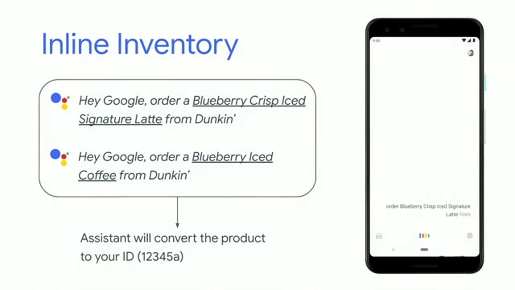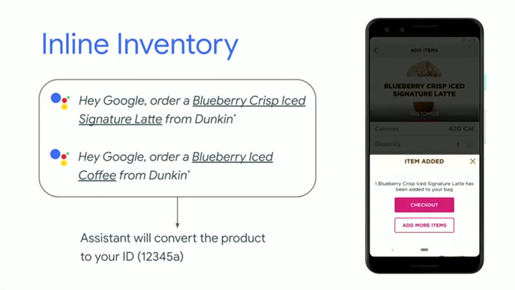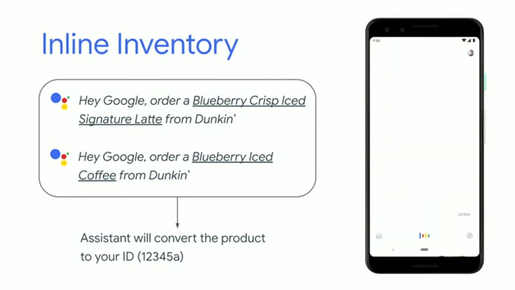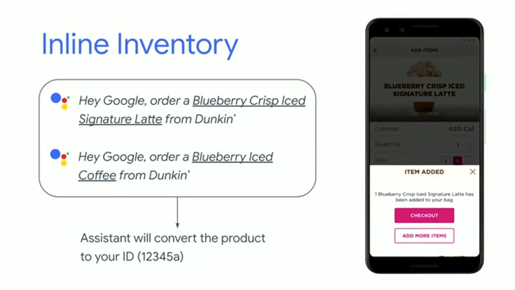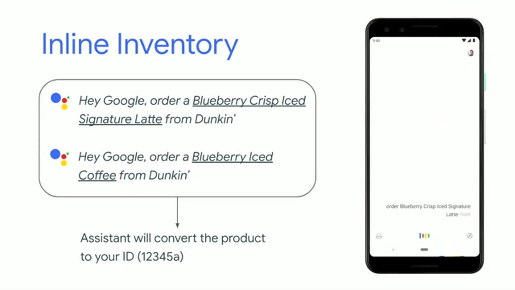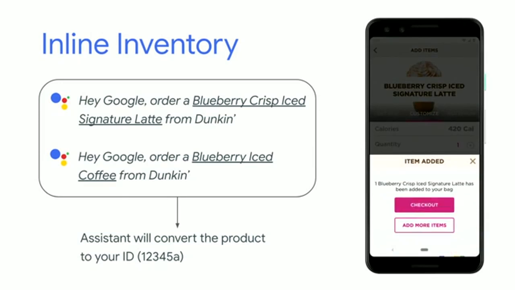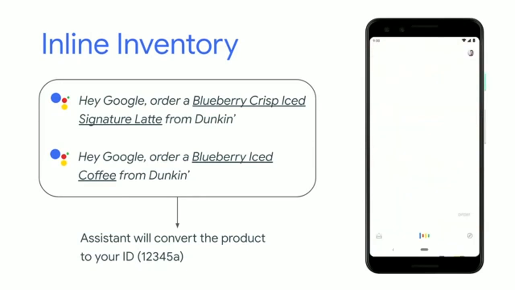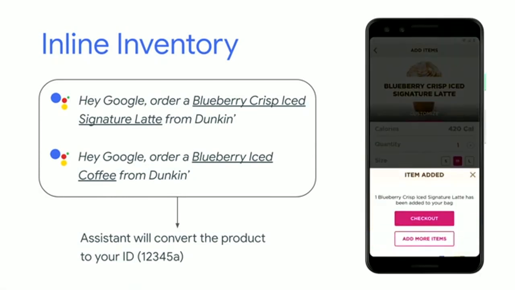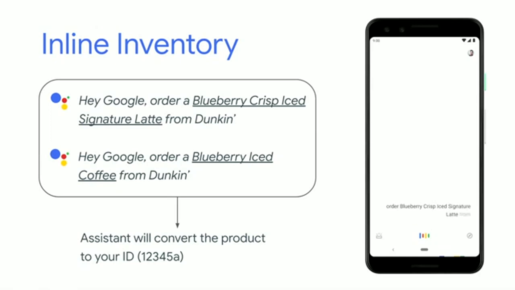Okay, but what does this actually get us if we go and implement it? Well, now the user can say something like, "Hey Google, order a blueberry crisp ice signature latte from Dunkin'." Or they could say, "Hey Google, order a blueberry iced coffee from Dunkin'." And Assistant will be able to extract out those names, match it against our entities that we defined, and convert it over to the unique ID that we defined in our Actions.XML. In this case, the ID was 12345A. We're then going to pass that unique ID over to your Android application instead of the name of the product. And you can quickly use that to show the user the right thing in your application and get the user to be able to complete that action quicker. You can see an example of this in action on the right here.